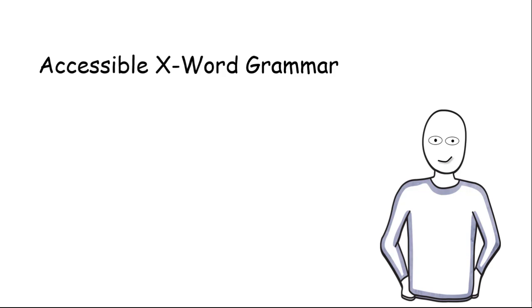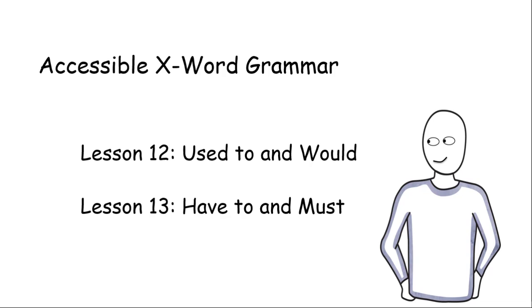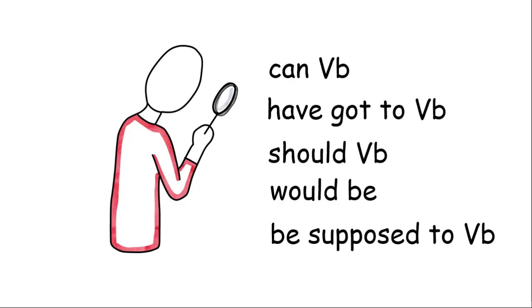Accessible X-word grammar has 2 lessons on modals and semimodals. Lesson 12 looks at used to and would for past habits. Lesson 13 looks at have to and must for obligations. Let's take a closer look at a few other useful modals and semimodals. We'll look at can, have got to, should, would be, and supposed to.